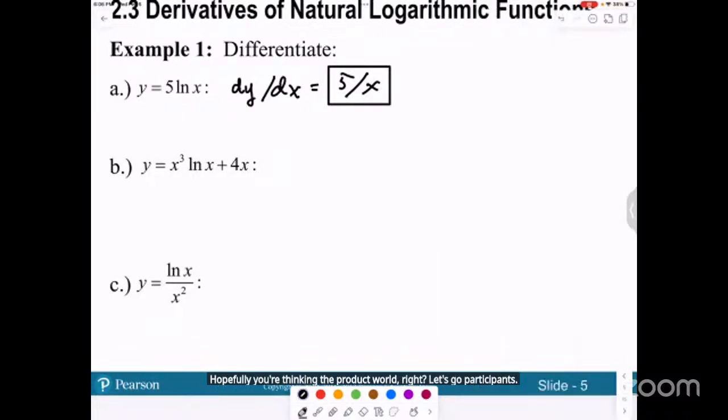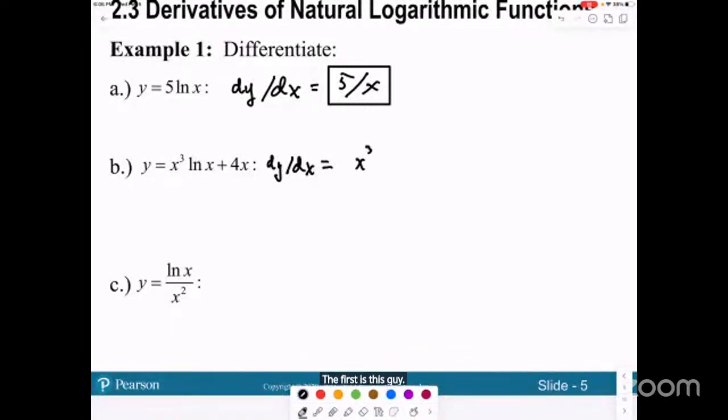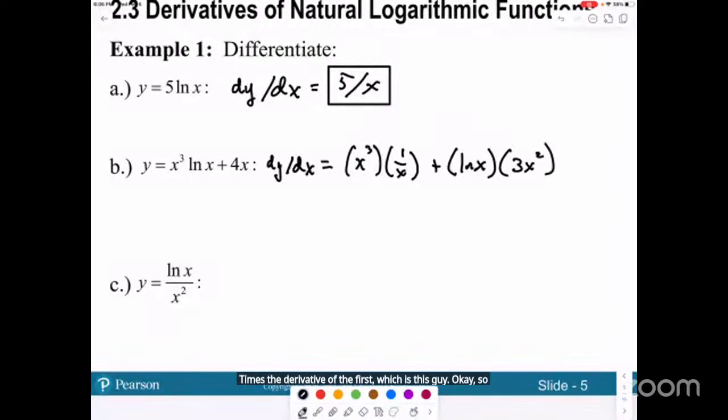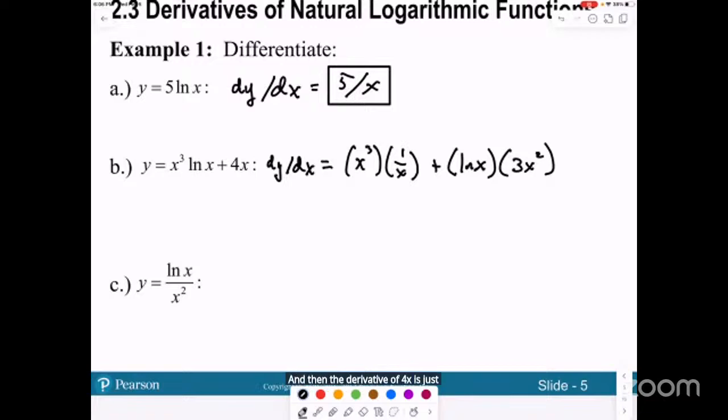Okay. So for the derivative of the first term, we have to apply the product rule. I'm just going to apply it without writing out the details. When we go to find dy by dx, the first is this guy. The derivative of natural log is this guy. So that's the first times the derivative of the second plus the second, which is this guy, times the derivative of the first, which is this guy. That's the product rule. And then the derivative of 4x is just 4. So I'm going to put a plus 4 here.